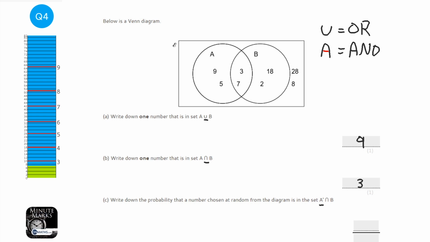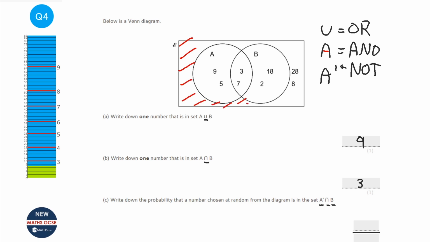Now this little symbol here, it's an A with a dash. That dash there means not. So we're looking for numbers that aren't in A and are in B. Well, let's have a look at where not A is. Well, it's anywhere around here. Anywhere around here is not in A.